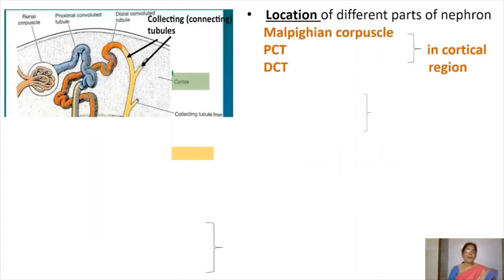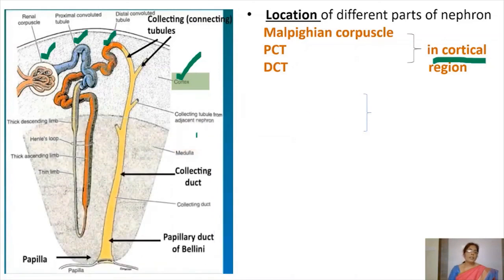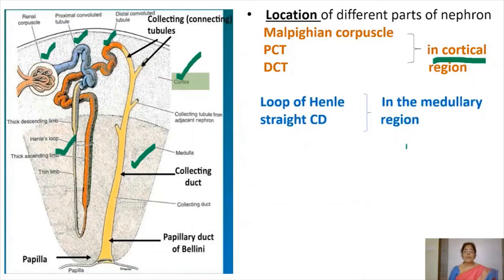So nephron lo ఉన్న parts లో ఏవి కార్టికల్ రీజియన్ లో ఉన్నాయి, ఏవి మెడులరీ రీజియన్ లో ఉన్నాయనేది డిస్కస్ చేస్తాం. The Malpighian corpuscles, this blue colored proximal convoluted tubule, and this red colored distal convoluted tubule, all these structures we find in the cortical region. Next, this Henle's loop, and straight collecting ducts. The main ducts are straight collecting ducts only. They are present in the medullary region.